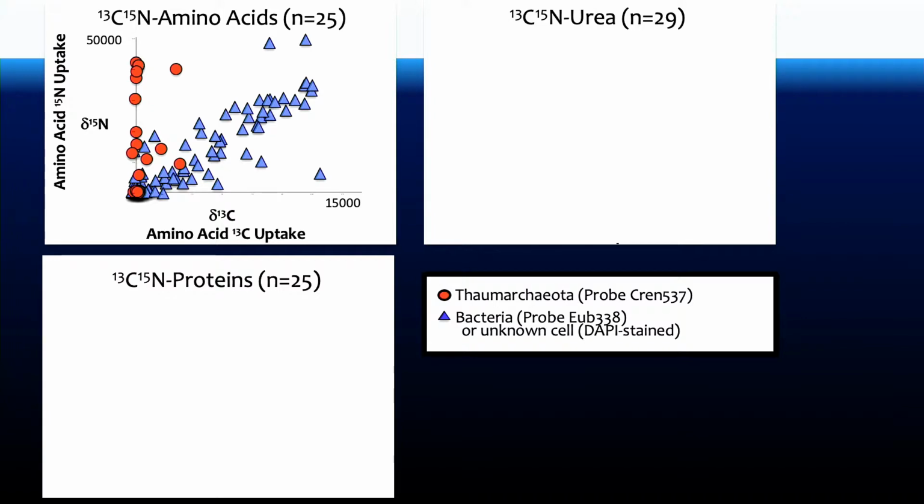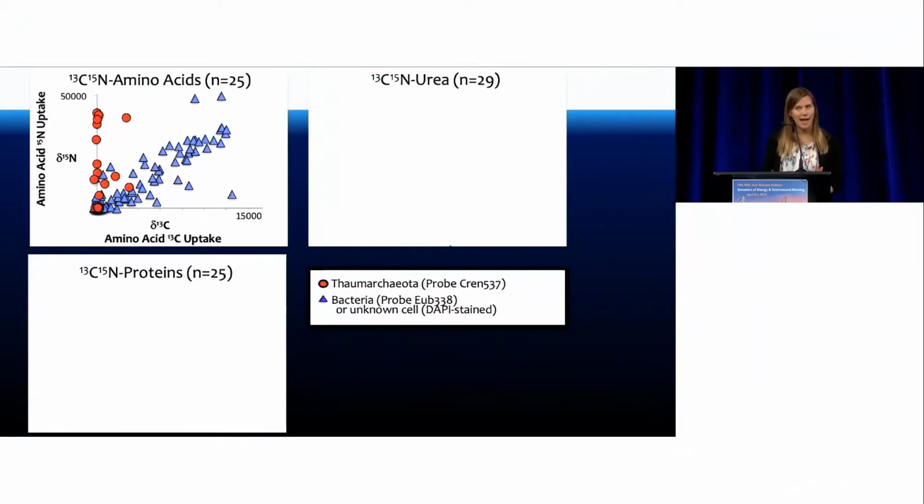So beginning with amino acids, first let me orient you. On the y-axis, we have our nitrogen uptake. In the case of doubly labeled substrates, this is the nitrogen of that doubly labeled substrate. And on the x-axis, we have carbon. In the red, we have the Thaumarchaeota cells. In the blue, we have bacterial cells. So what you can see here is although they're taking up the nitrogen, they're not taking up the carbon.